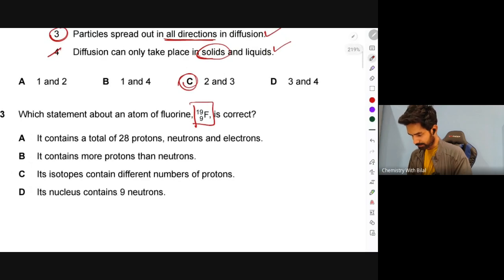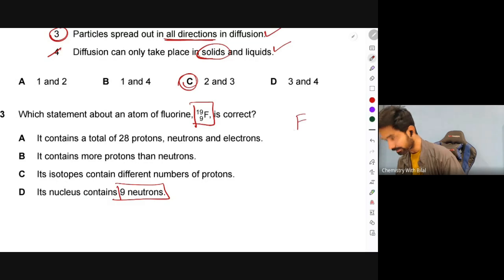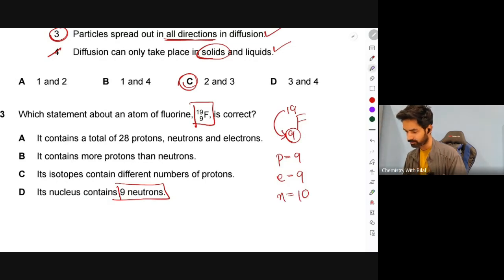Which statement about an atom F 19 and 9 is correct? It has 9 neutrons. Do you think it has 9 neutrons? So something that has 9 and 19, it has 9 protons because the atomic number is 9. There is no charge, so the exact same number of electrons. The difference of these two values will give you the number of neutrons. So it has 10 neutrons. It says 9 neutrons. This is an incorrect statement, right?